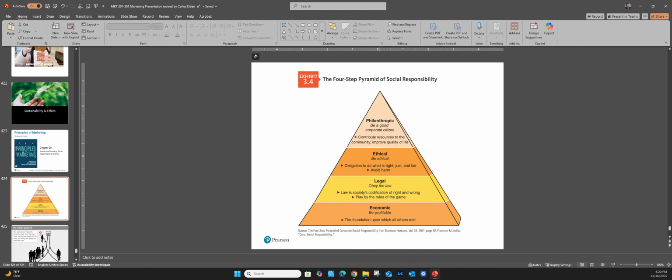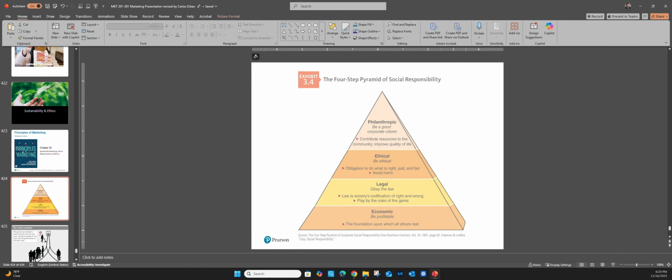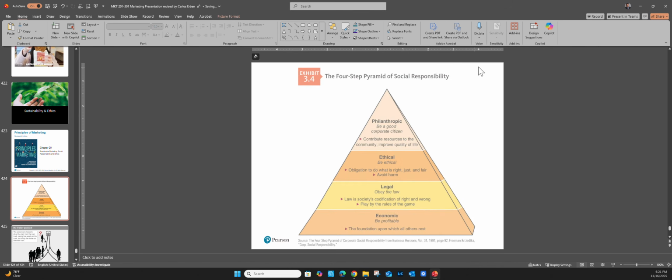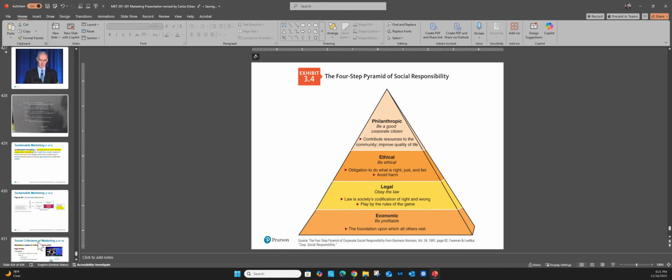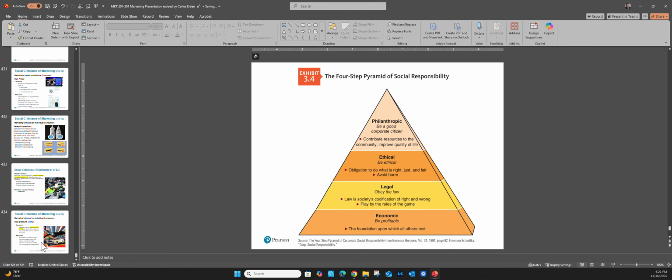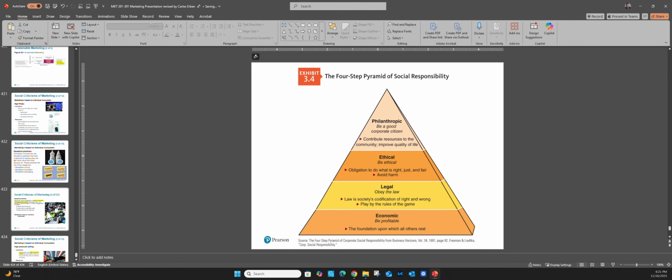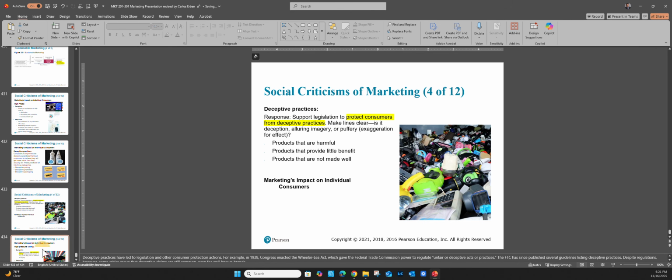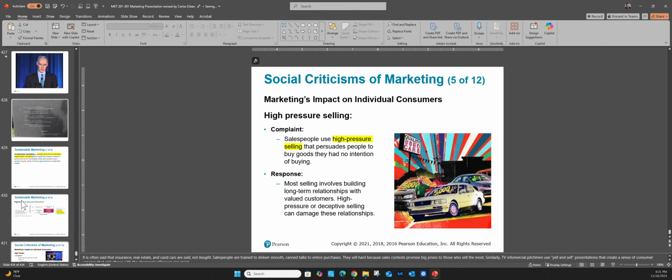And then there is philanthropic, where you actually contribute to the community. You're not just ethical. Most well-run companies do all of these, and there is a lot of evidence that those that do are rewarded. If you do all of these, then customers are willing to pay more because they do see the effects of all these things. I'm not going to go through these now because I'll go through them in class. There are some criticisms of deceptive marketing, but I'm going to go through this the last day of class.